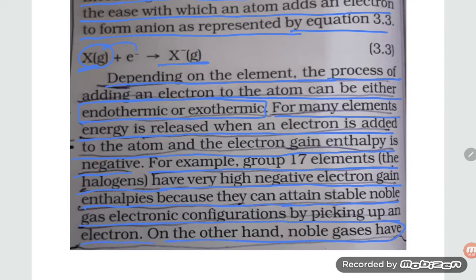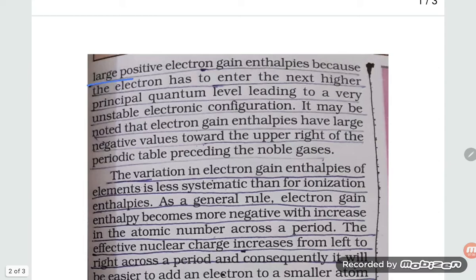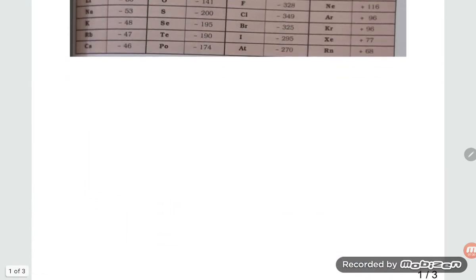On the other hand, noble gases have larger positive electron gain enthalpy because the electron has to enter the next higher principal quantum number, leading to a very unstable electronic configuration. It may be noted that electron gain enthalpy has larger negative values towards the upper right of the periodic table, preceding the noble gas. What is the meaning of this, student? Let us try to understand that.